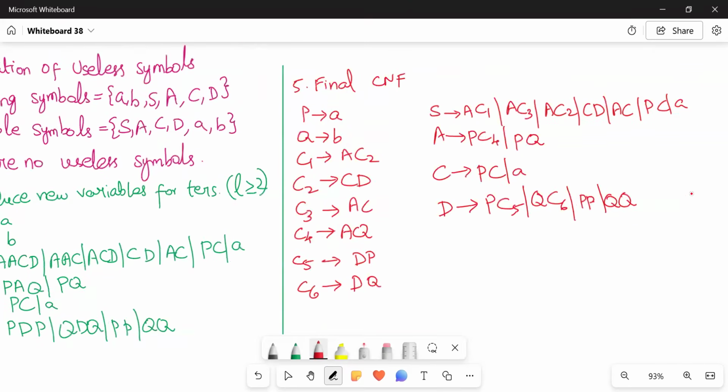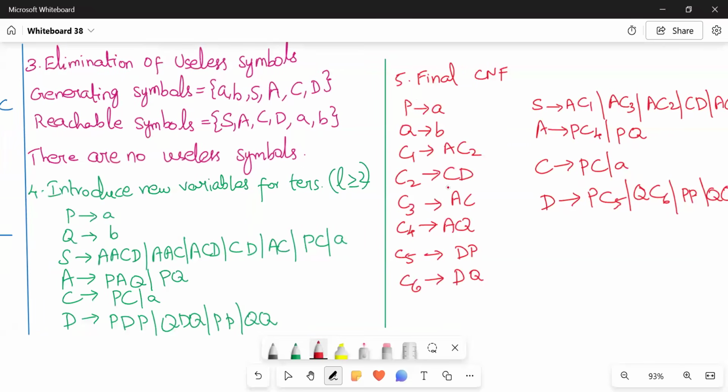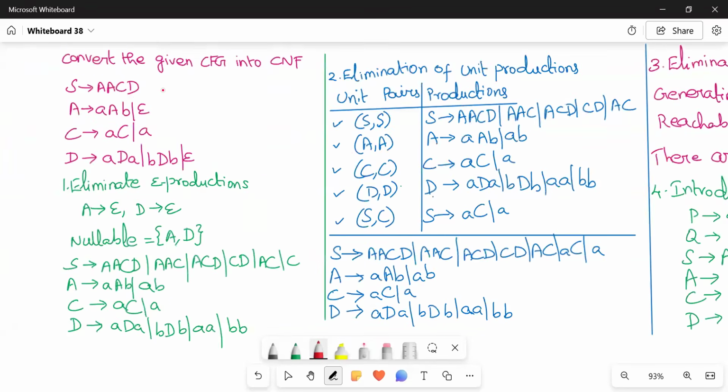So now all these productions are considered the final CNF. CNF means not only these productions, P tends to A, Q tends to B, and all the cascade productions, but also these productions. All these productions have either two variables or a single terminal symbol. So this is in CNF format. This is the given CNF, the equivalent CNF for the given CFG.